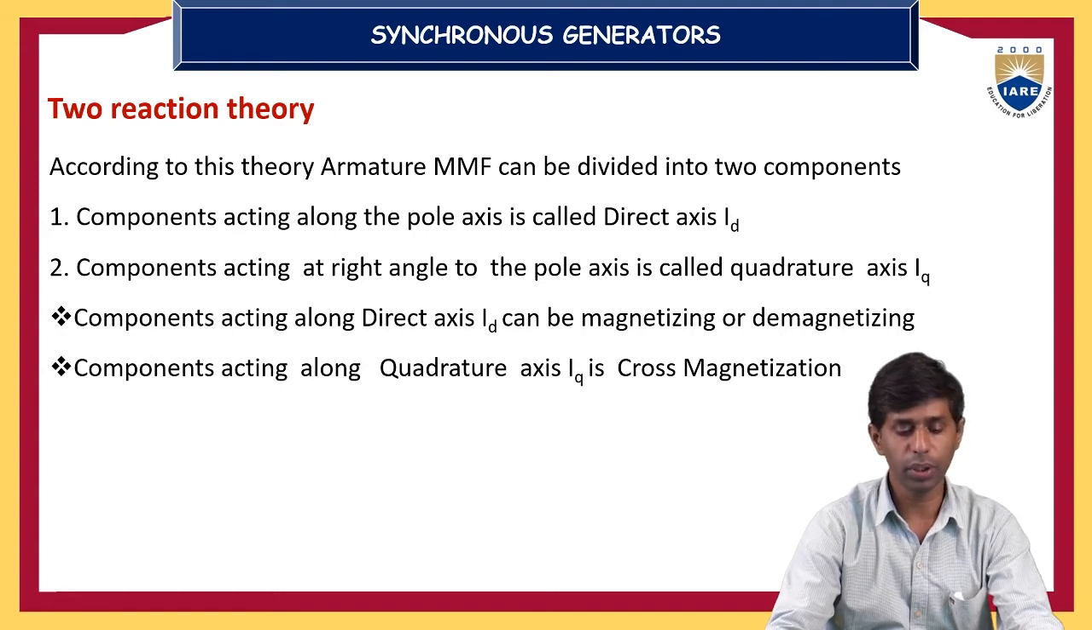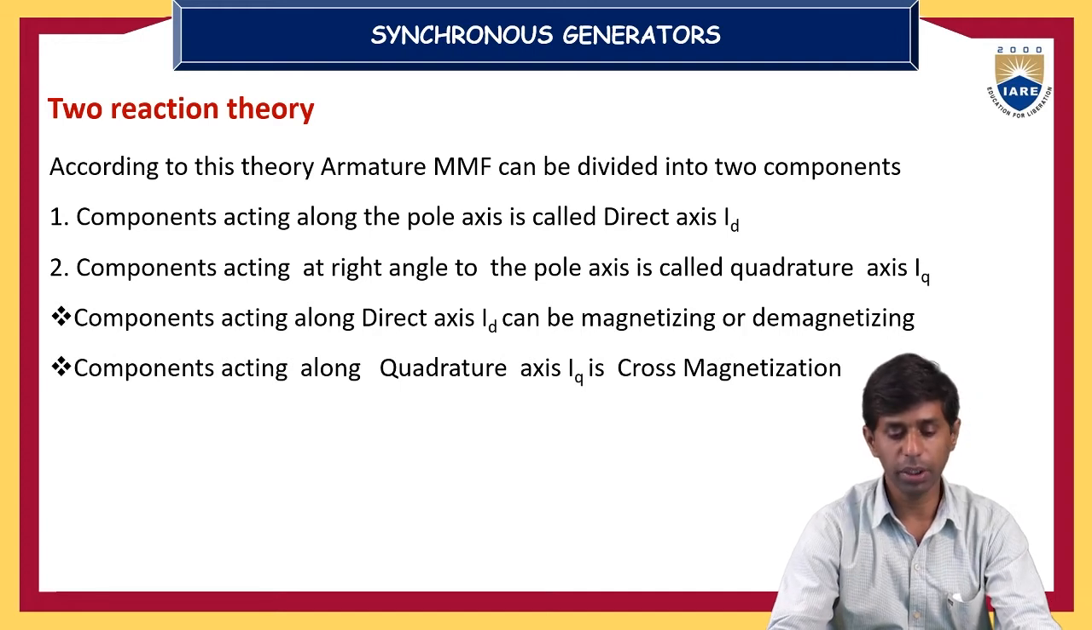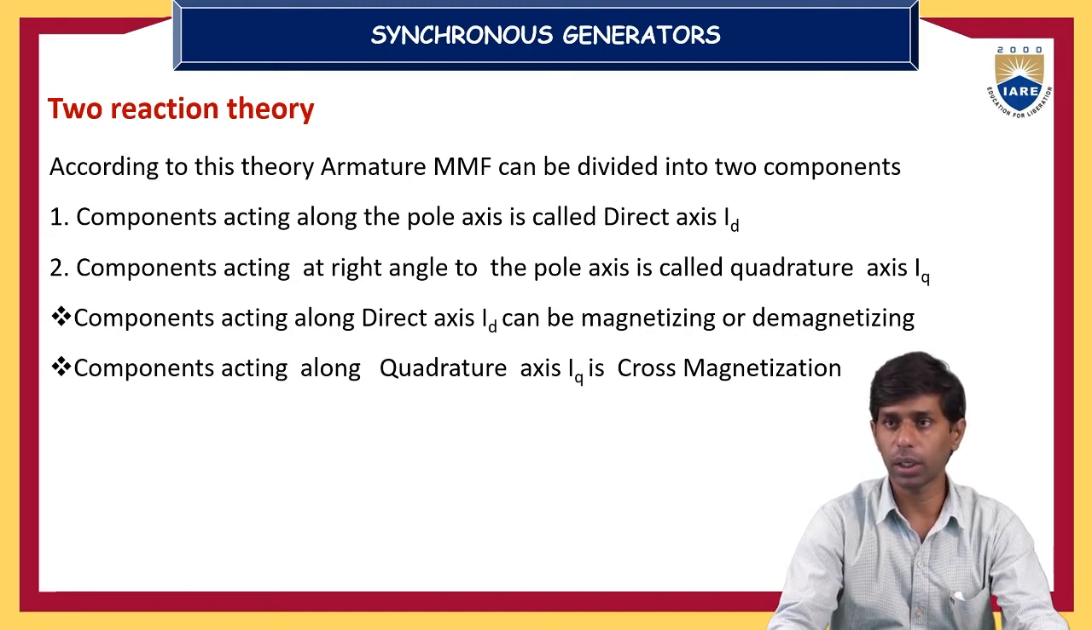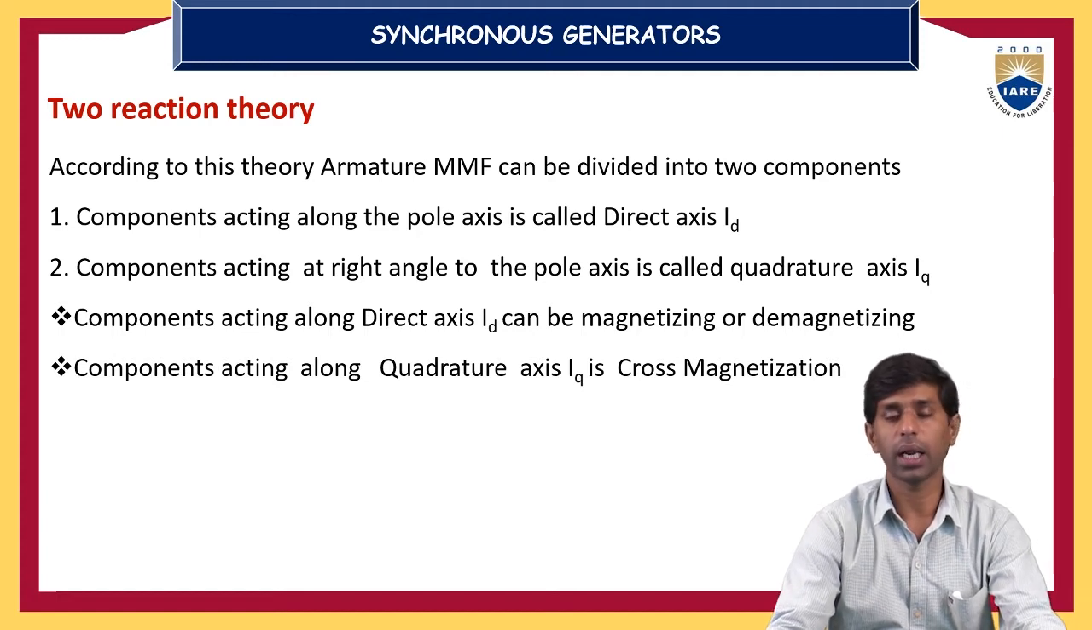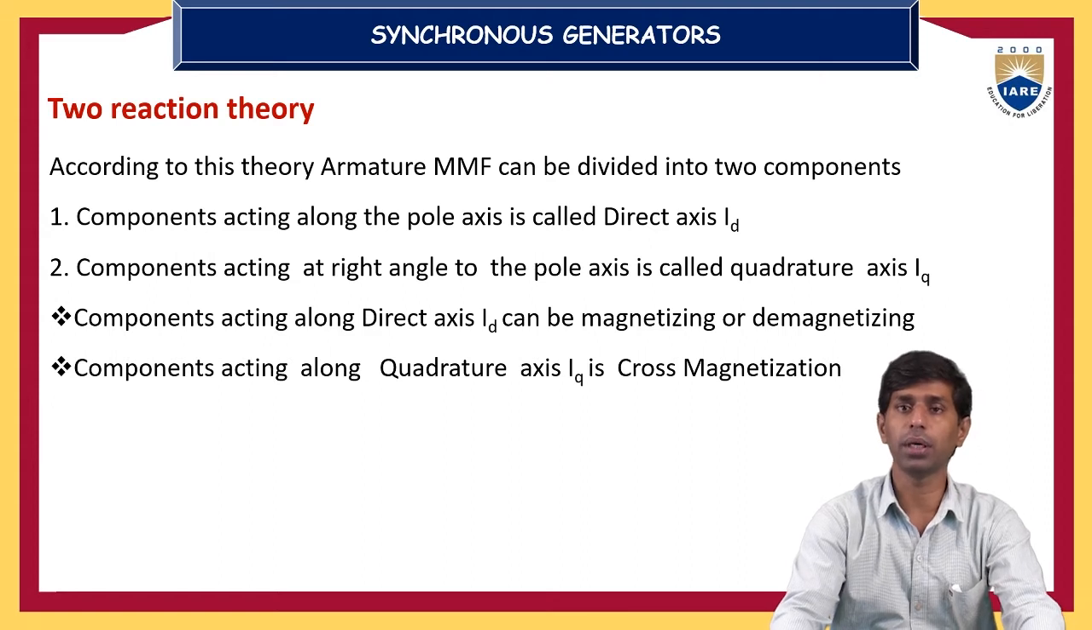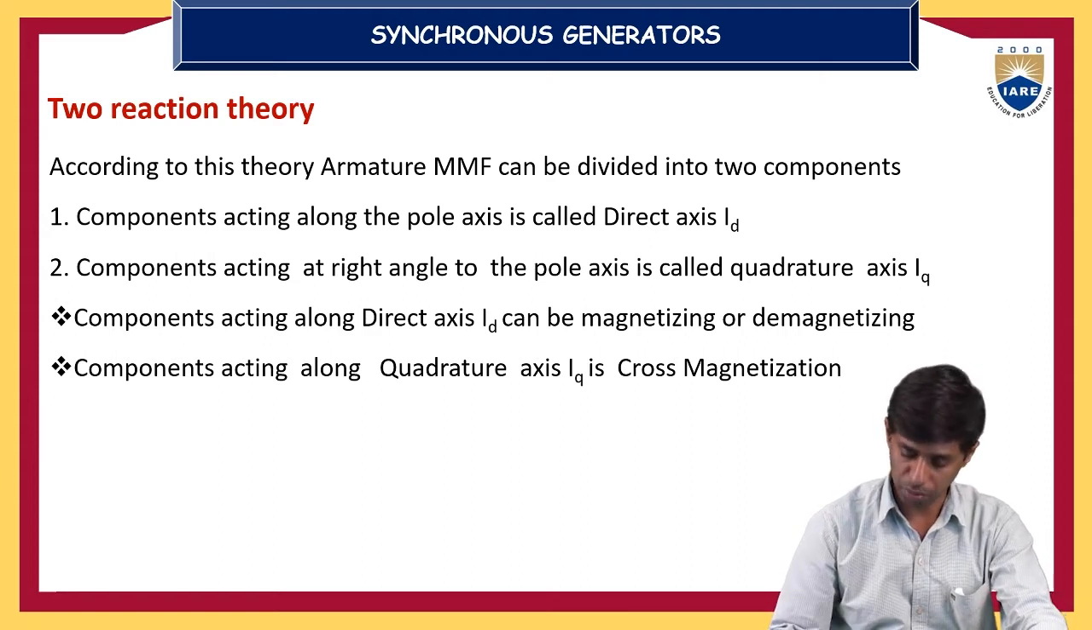Similarly, of the current components, the direct current Id, the component acting along the direct axis, can be magnetizing or demagnetizing, and the component acting along the quadrature axis, Iq, is cross magnetizing. So the total armature MMF can be divided into two, one along the direct axis and the other along the interpolar axis, the quadrature axis, which is at a right angle to the direct axis. The direct axis component may be a magnetizing or demagnetizing component, and the quadrature axis component is the cross magnetizing component.